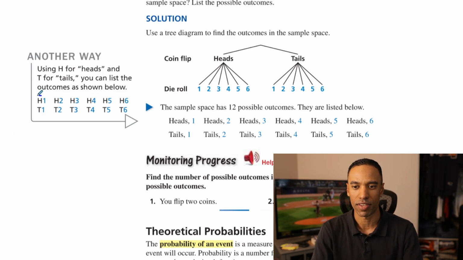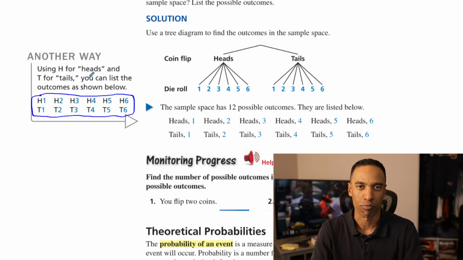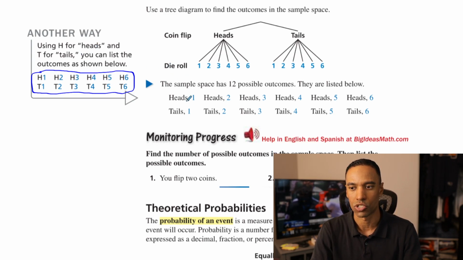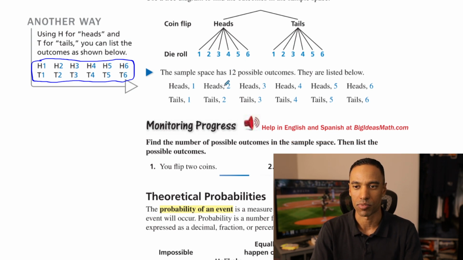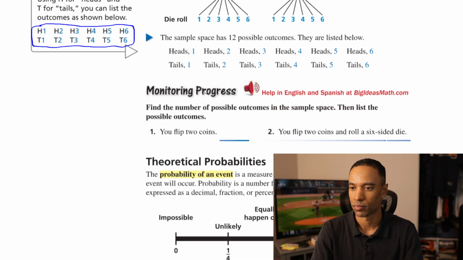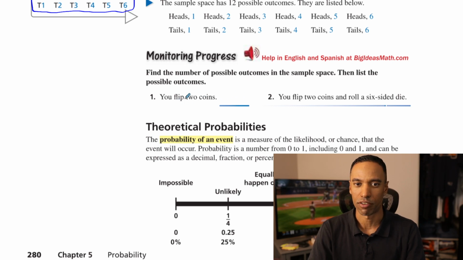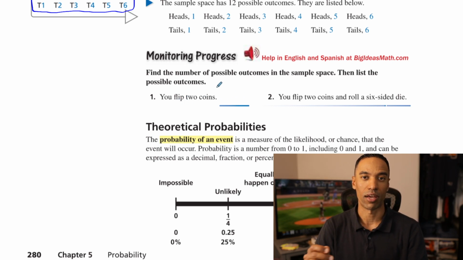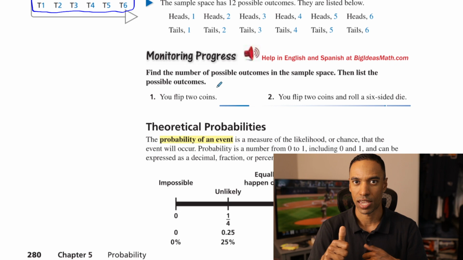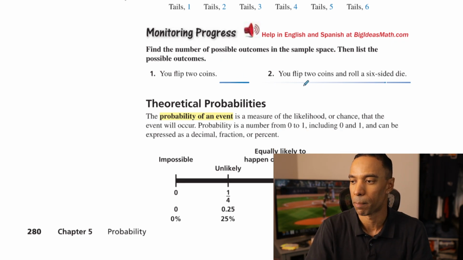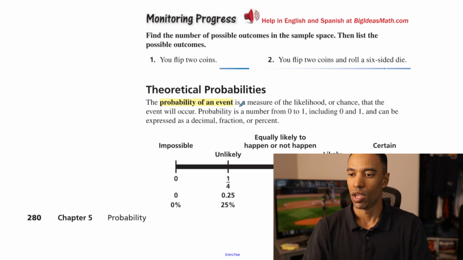So the way that they abbreviated it is right here. I'm sure because this is an example, we're going to have to do the same thing. So you're going to see me abbreviate in that same vein, I suppose. H1 for heads 1, T6 for tails and 6. So there are 12 possible outcomes. There's a monitoring progress, seeing different ways you flip 2 coins. We'll just say those out loud. You can have heads, heads, heads, tails, tails, heads, or tails, tails. That's 4 different possible outcomes.